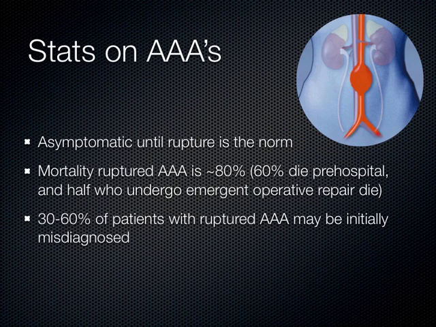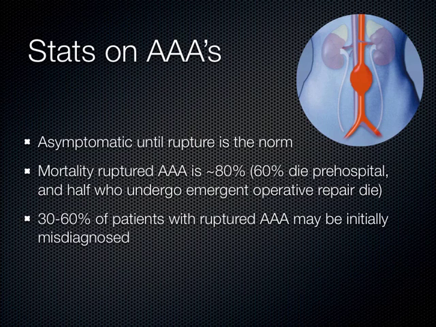Now, the problem with these AAAs, abdominal aortic aneurysms, is that they can be asymptomatic right up until the moment they rupture. You know who had one? Rodney Dangerfield. Did you know that? Yeah, he had an AAA. And he's on all these brochures for AAAs, like, you know, check your aorta out.